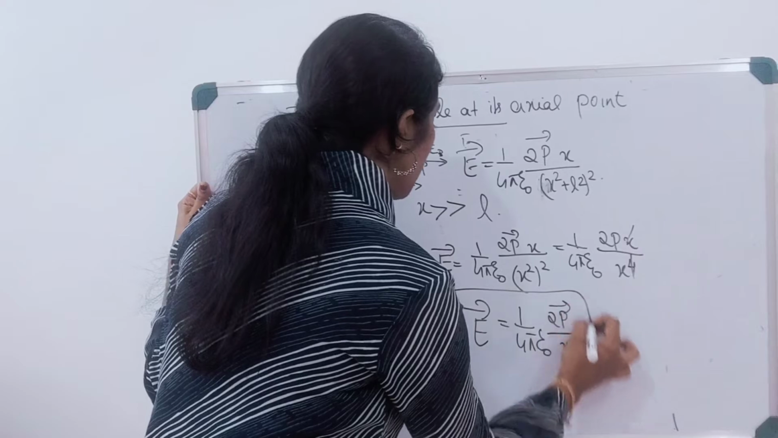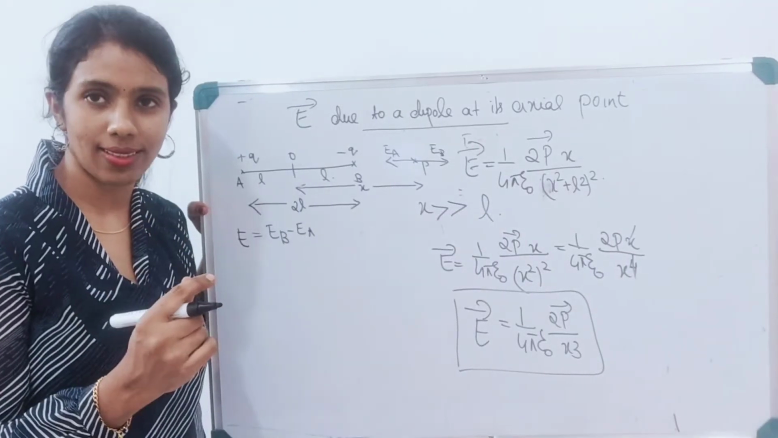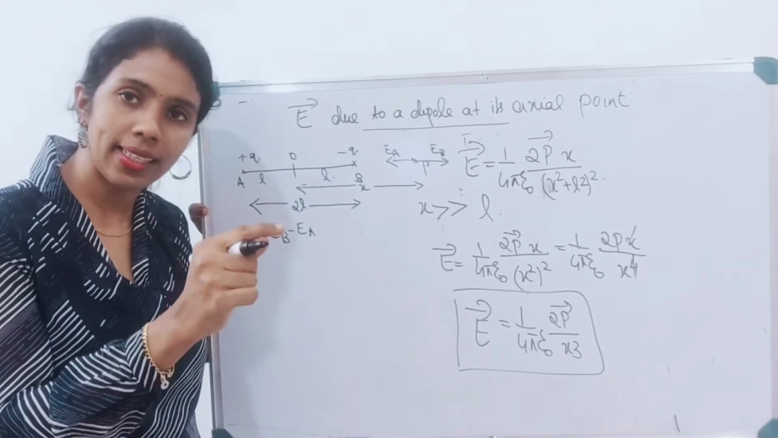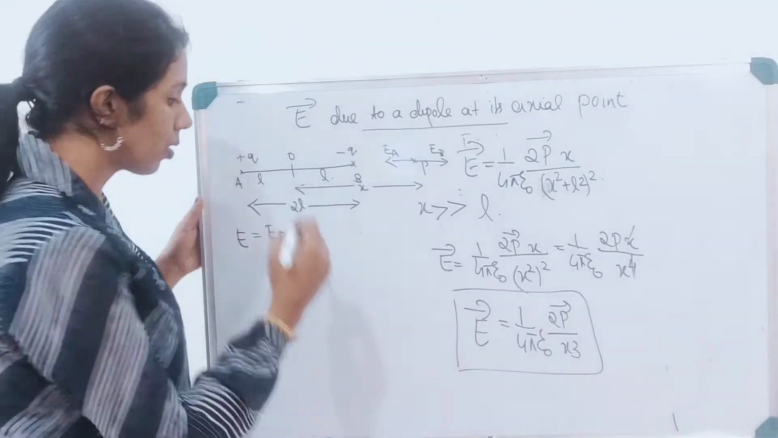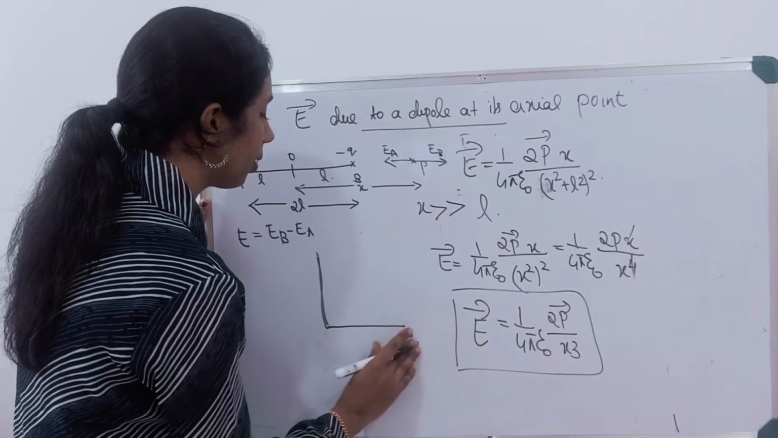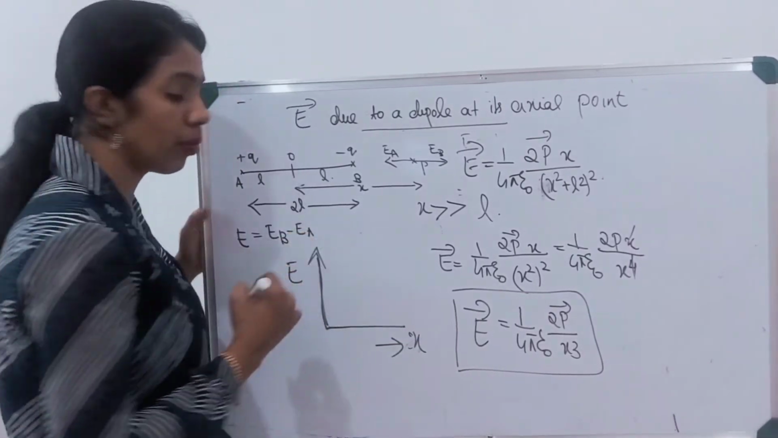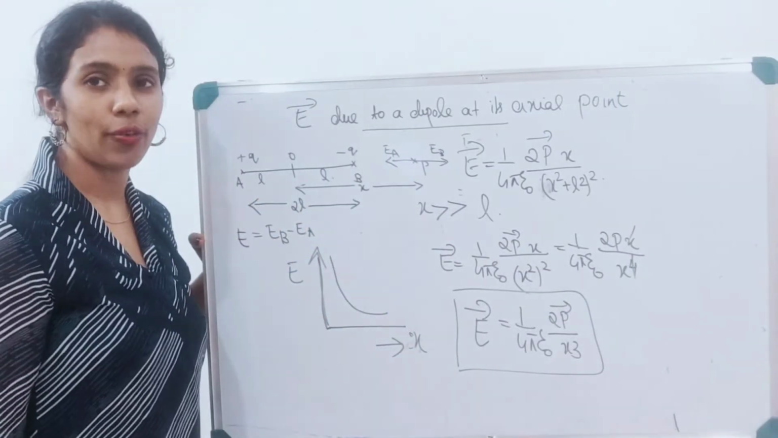So from this equation it is clear that E is inversely proportional to x cube. So as distance increases, the E should decrease. As distance decreases, the E should increase. So when we plot a graph to show the variation of electric field with the distance x or distance r, whatever it is, E is inversely proportional to x cube. So this will be the nature of the graph.